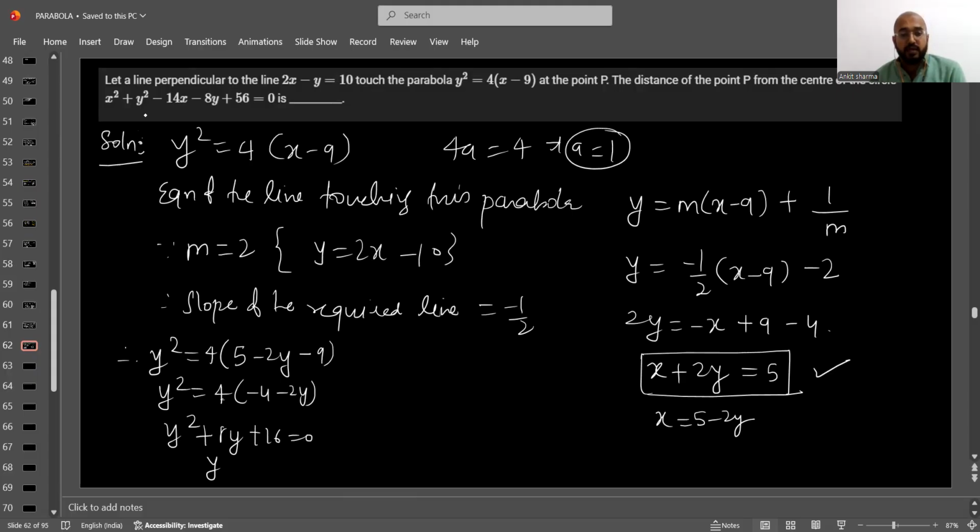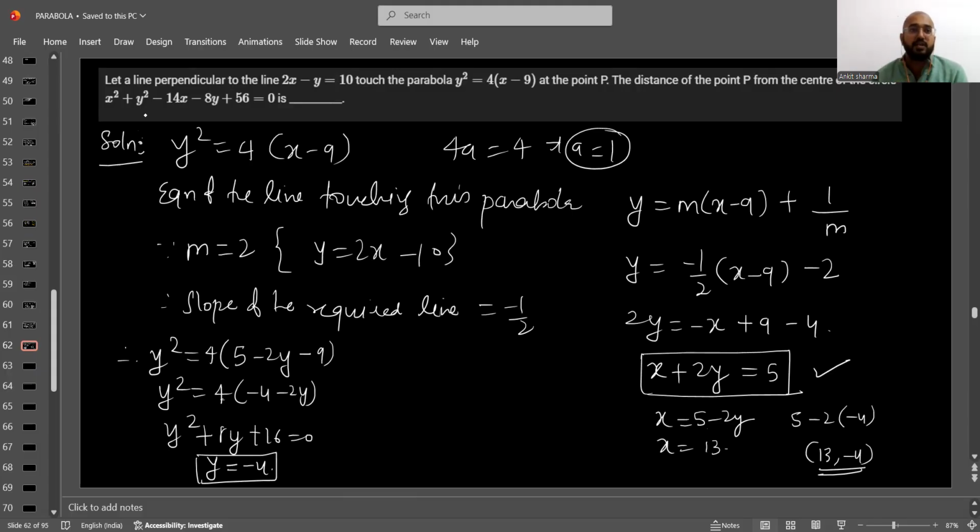So this is nothing but y plus 4 the whole square, so y is equal to minus 4. We can plug in y is equal to minus 4 into this line. So I get x is equal to 5 minus 2 into minus 4, so x is equal to 13. So my point would be 13 comma minus 4.